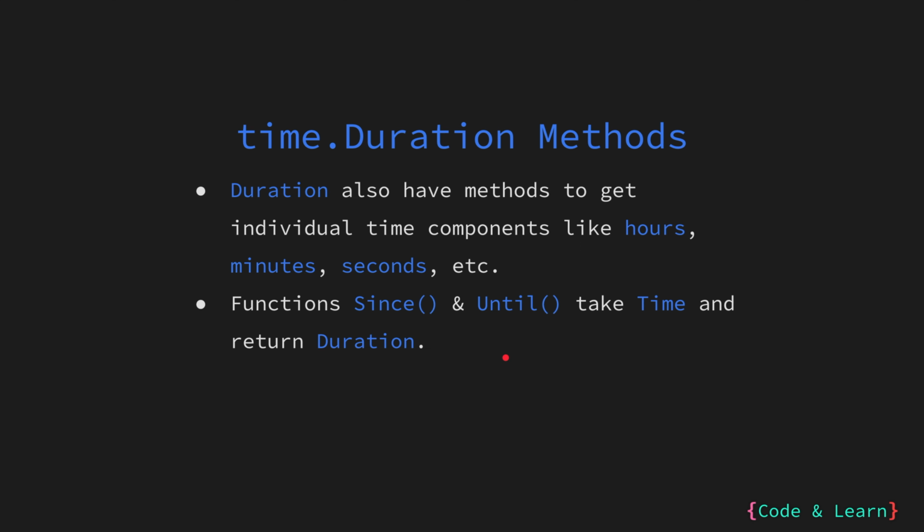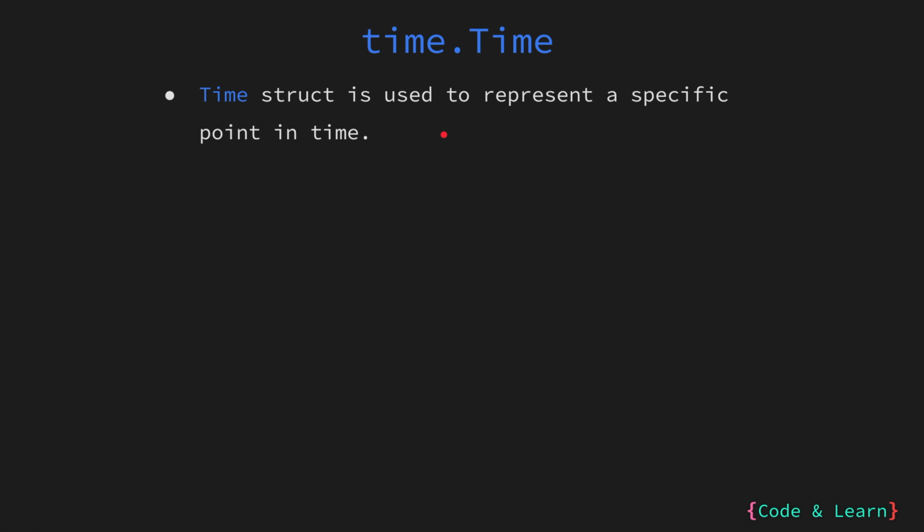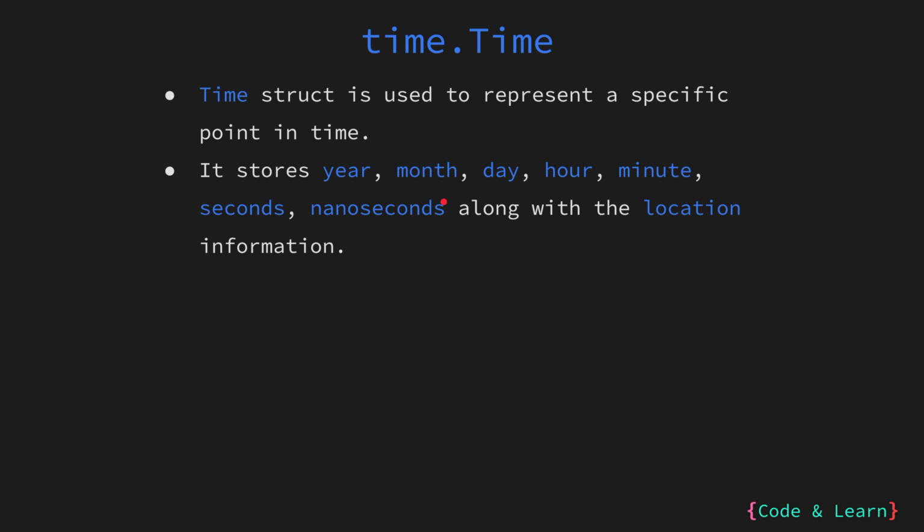There are other functions like Since and Until that take a time and return the time duration. Now let us look at the time.Time type. The Time type is a structure for representing a specific point in time. It stores year, month, day, hour, minute, seconds, nanoseconds, along with any location information.